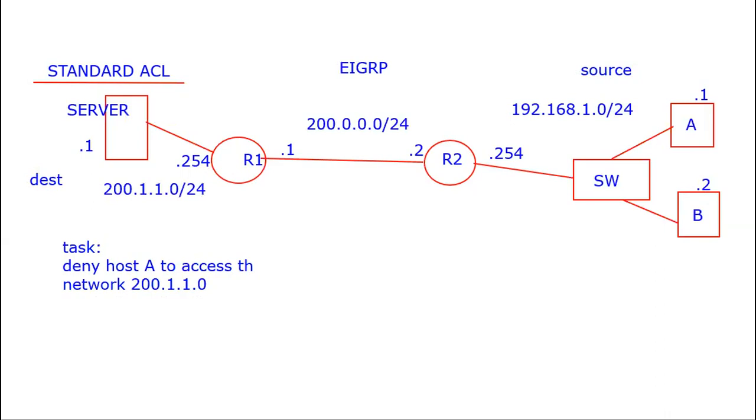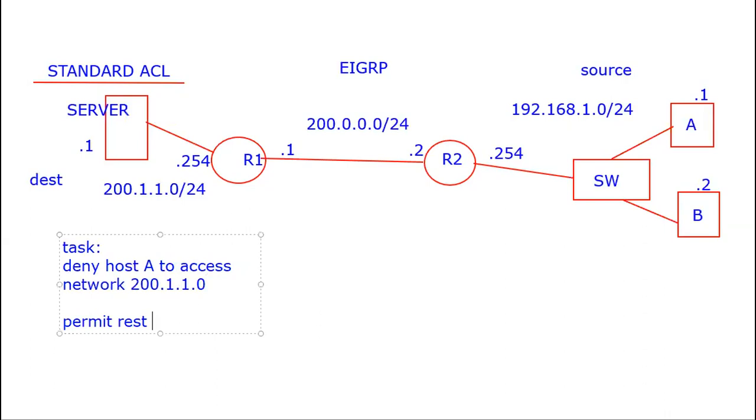So we want to filter the traffic that is going out of the network from the source. We will apply it close to the destination. That means it will be applied on R1, router 1, on the outgoing interface, because standard ACL is applied close to the destination. Now, what we have to do is deny host A access to the 200.1.1.0 network and permit all the rest of the hosts.